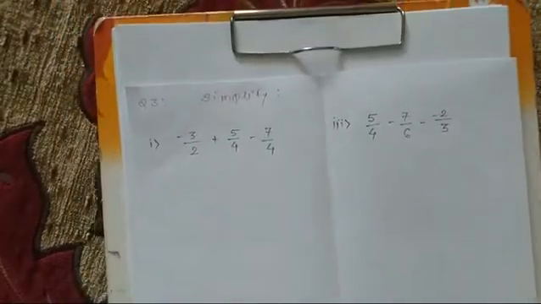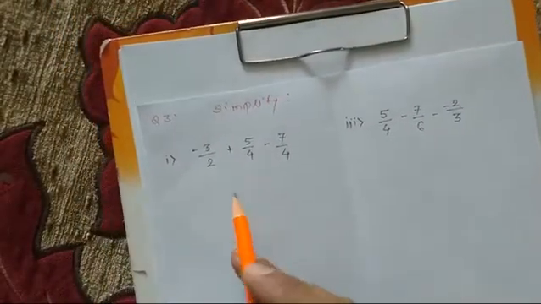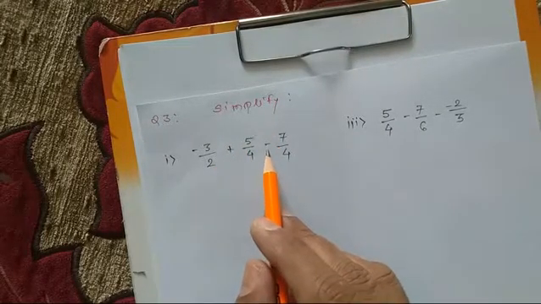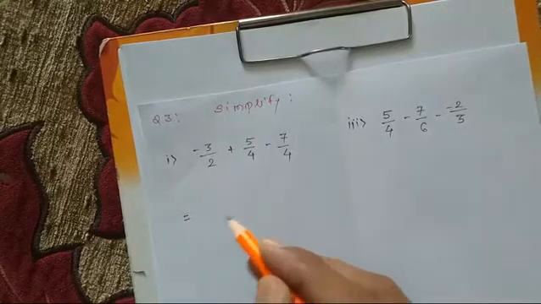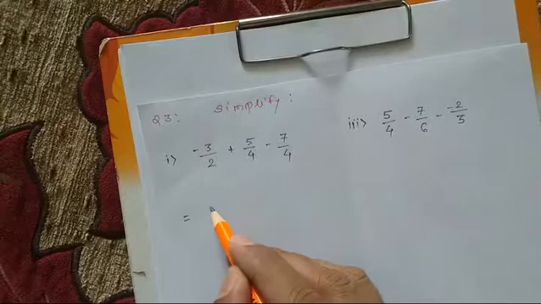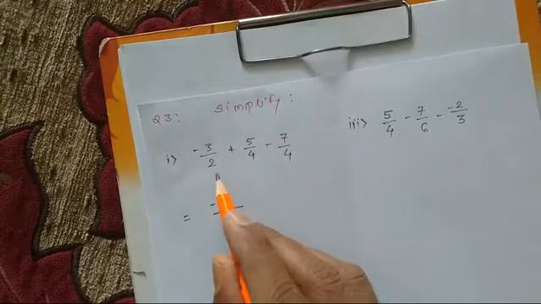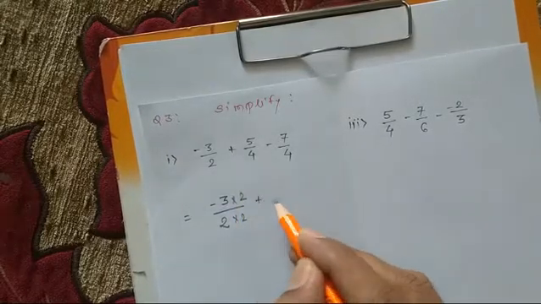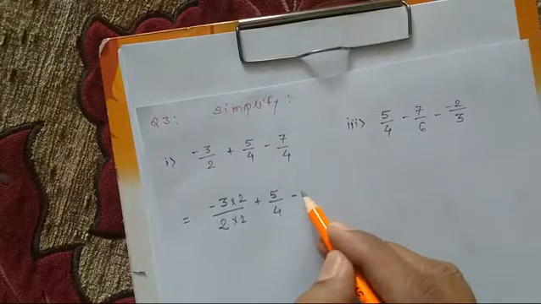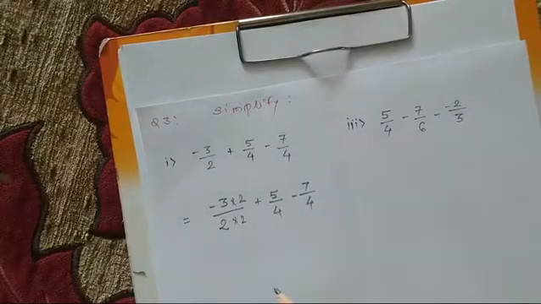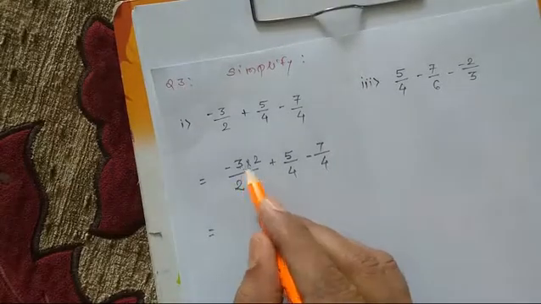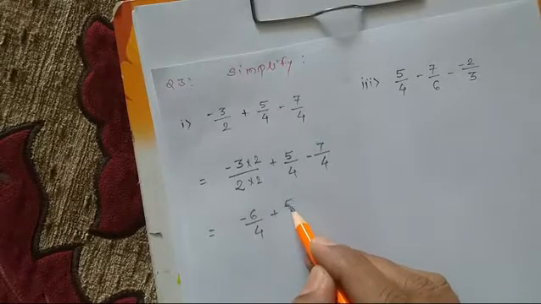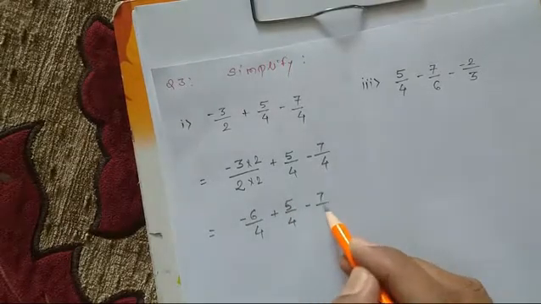Now see question number 3 from same exercise. This question is also again simplify, but in this question we have to add as well as subtract. So let's solve this question. Here the denominators are not same, so we will make denominators same. To convert 2 into 4, we can multiply this 2 by 2, so that we will get 4 as a denominator. For remaining two rational numbers, no need to change because it is already 4 as a denominator. Minus 3 into 2 is minus 6 upon 4 plus 5 upon 4 minus 7 upon 4.